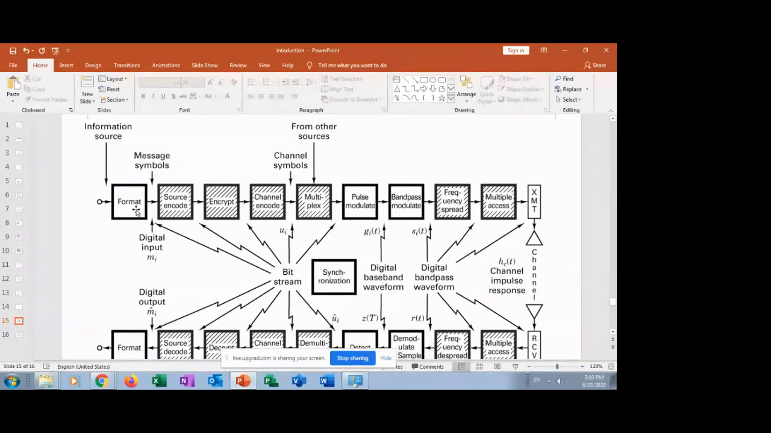Format, as I said, is the different information formats. Now the next block is source encoding. In the second semester you will study this source encoding in detail. But in digital communication, under that source encoding, you have to study the different methods to convert analog information into digital information.